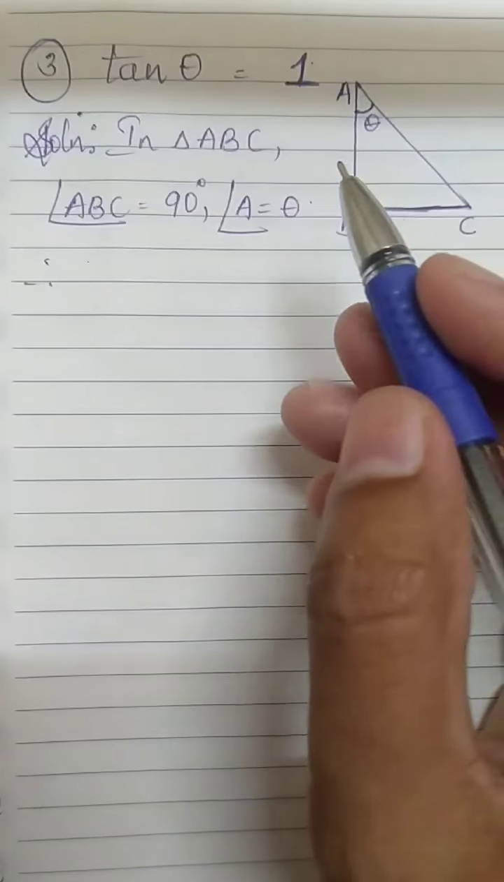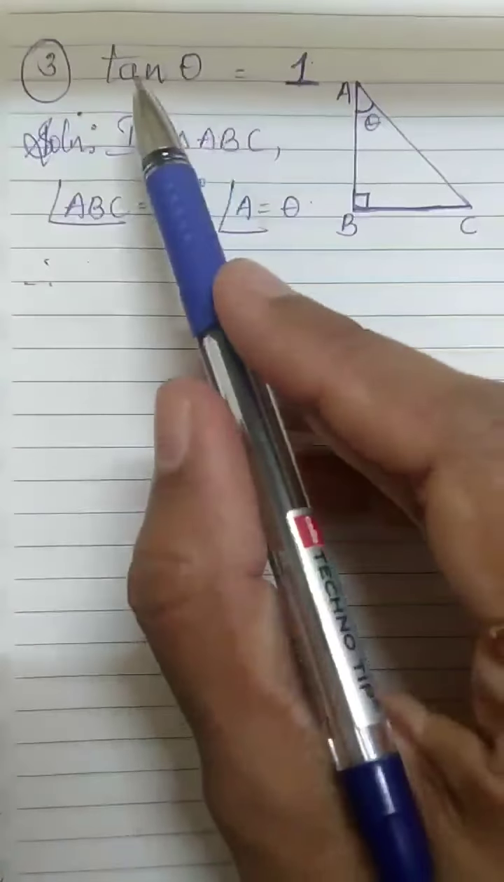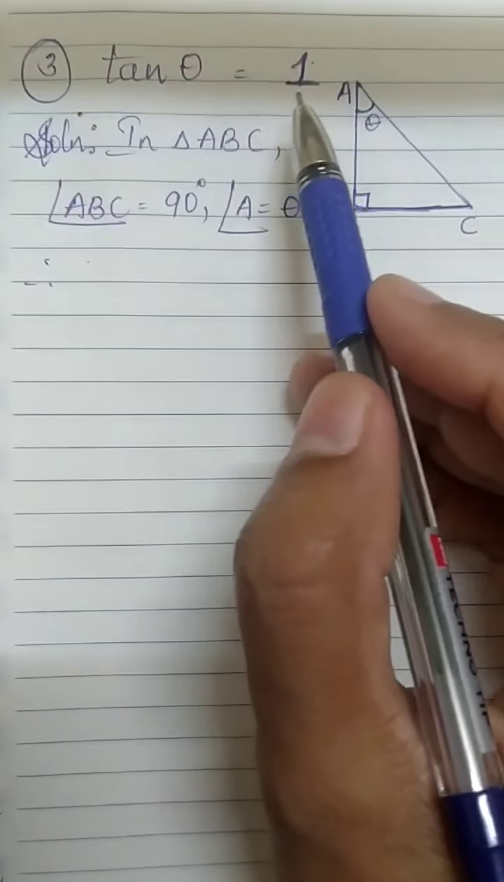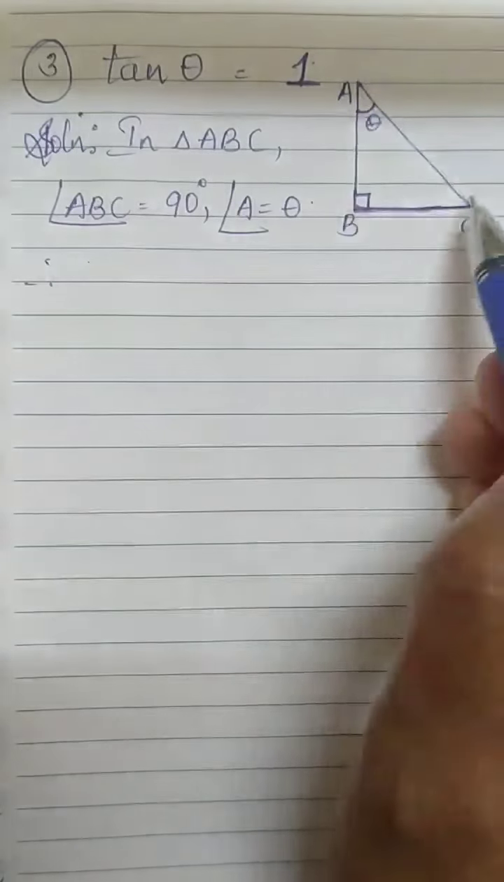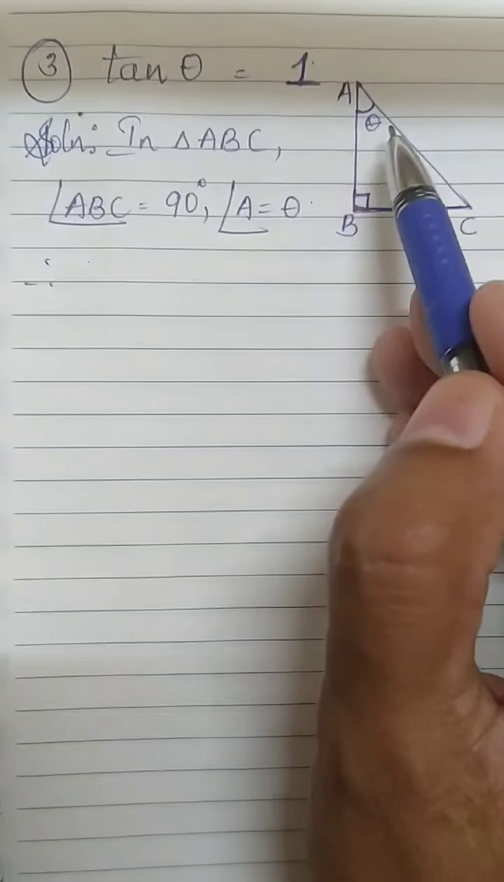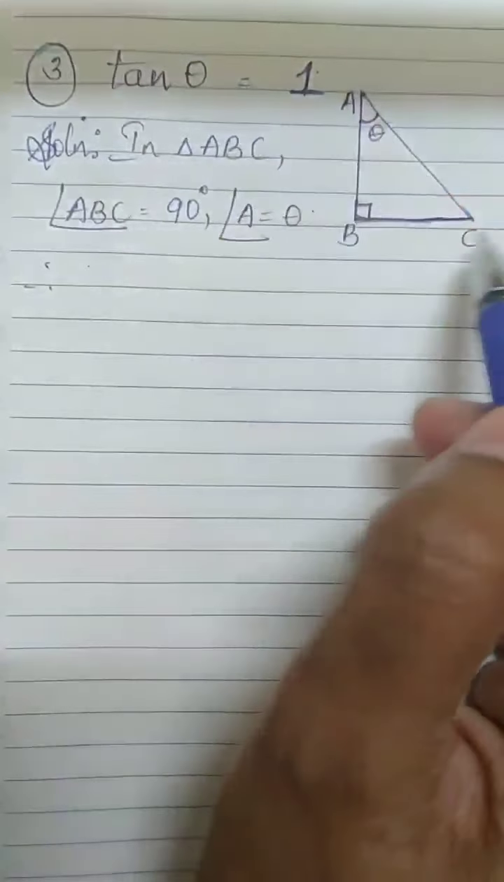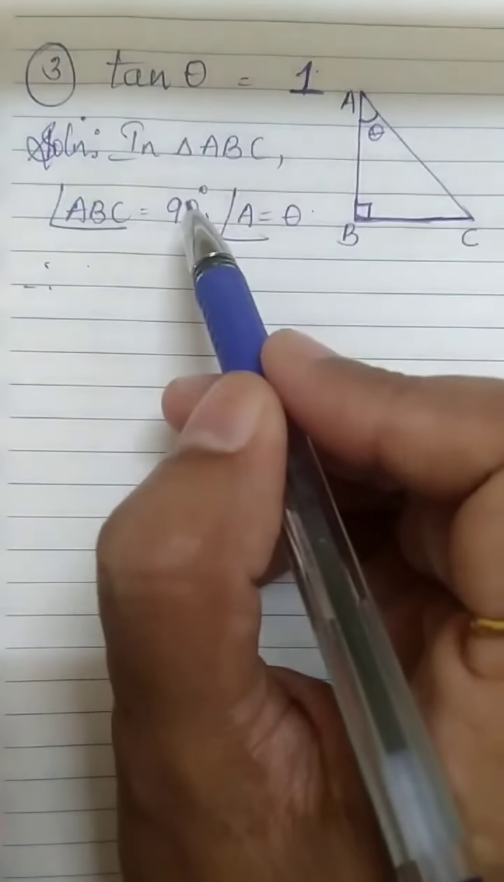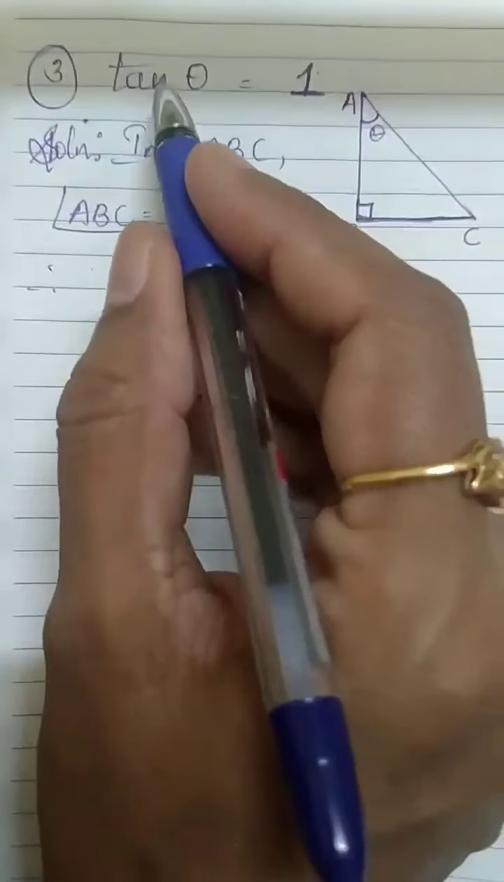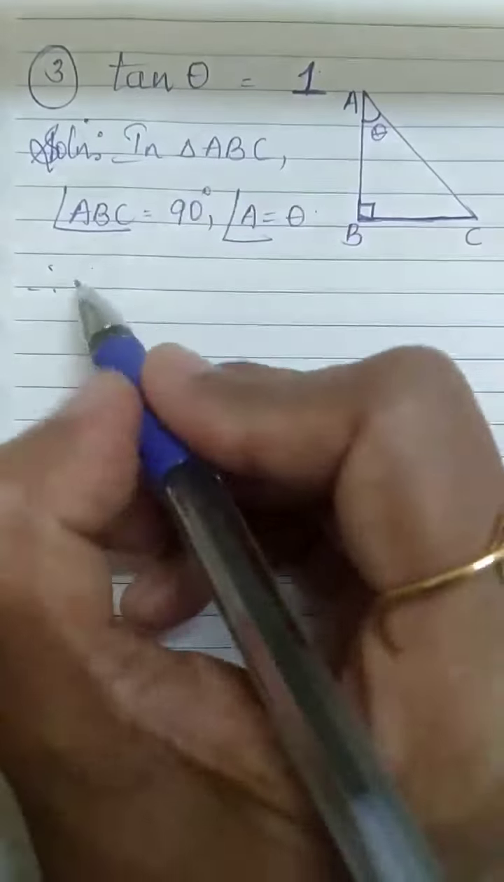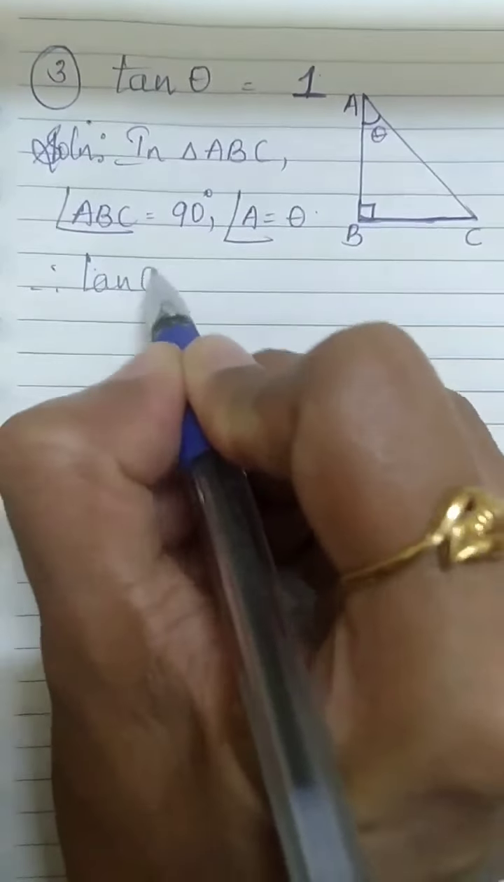The next sum I will explain by the second method. Tan theta is given as 1. Same method will follow. I have drawn a right angle triangle, taken one angle as theta. In triangle ABC, angle ABC is equal to 90 degree. Angle A we will consider as theta. Ratio that is given is tan theta. So we will write the formula for tan theta.